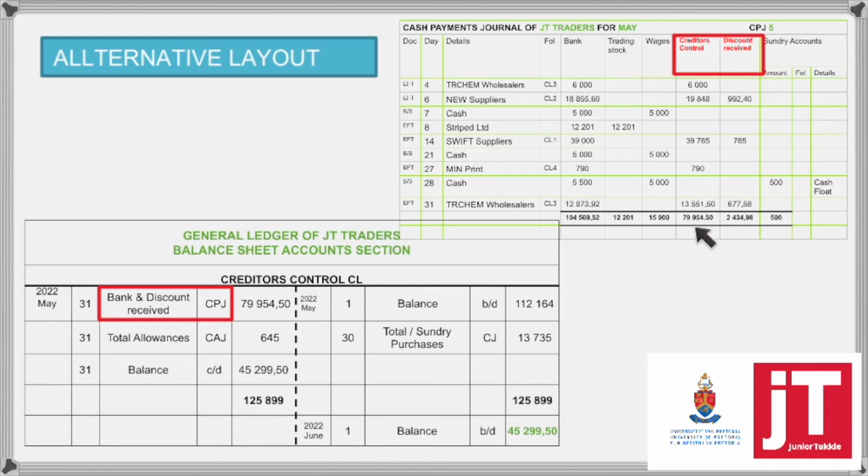So what do I need to subtract? The total owed. So when I post, I only post the total of the creditors control account, which includes the discount. Remember, I have to take the discount out as well. Otherwise, it will still reflect as money owed. And I don't owe it because it is already minused off, or it is discounted by our suppliers.